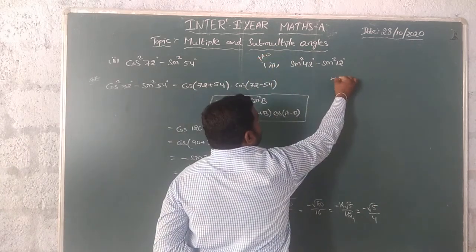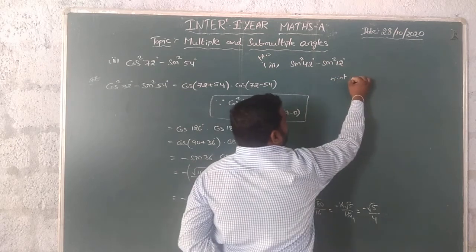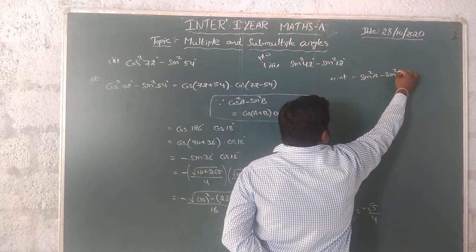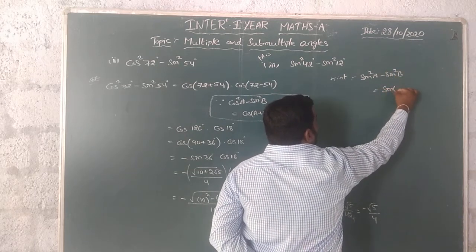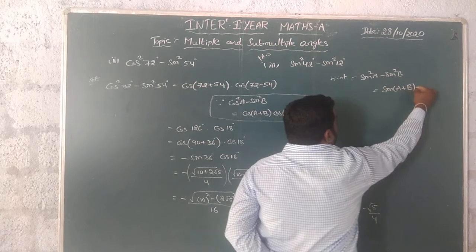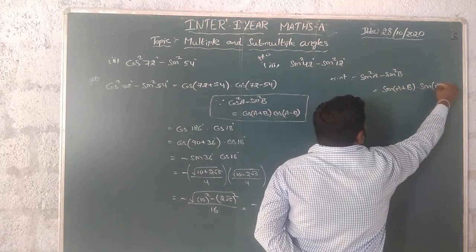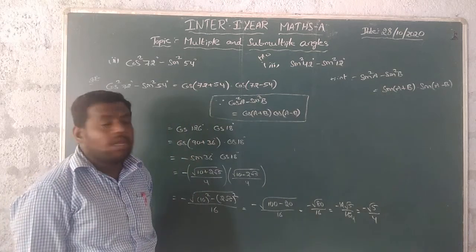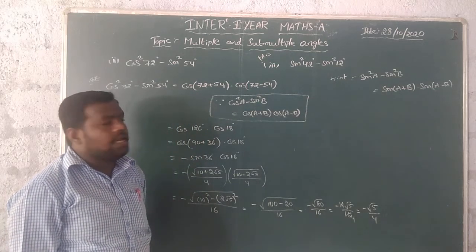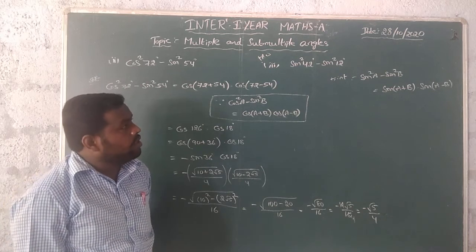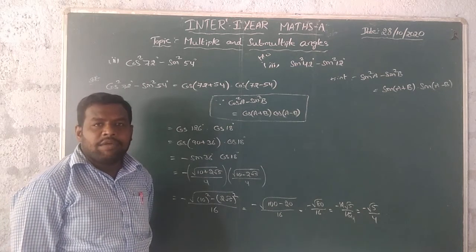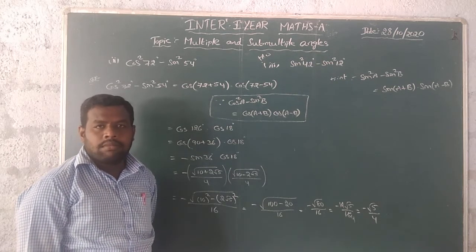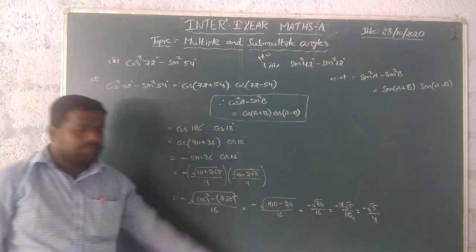The hint is here. This term is in the form of sin square A minus sin square B, which can be written as sin(A plus B) into sin(A minus B). So A is here 42, B is here 12. 42 plus 12 is 54, and 54 can be written as 90 minus 36. 42 minus 12 is 30. Okay, you don't need to note that one.